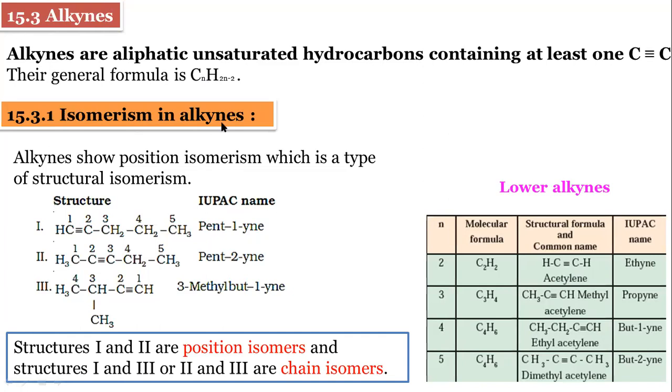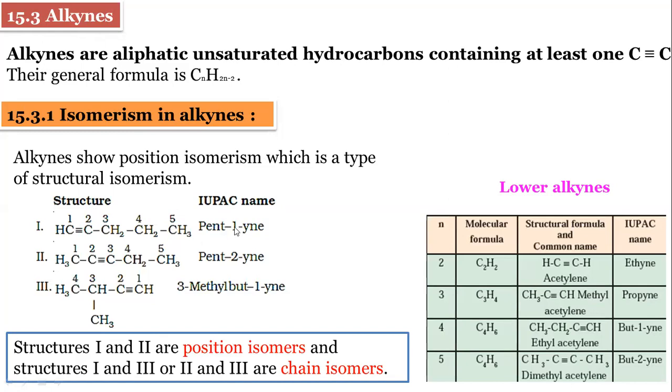Then isomerism of alkynes. Now we are familiar with this word isomerism because it is discussed from chapter number 13. We discussed the isomerism of alkanes, and the isomerism of alkenes also. There are different isomers, chain isomers, then position isomers. These are the types of structural isomers. So alkynes also show position isomerism, which is a type of structural isomerism.